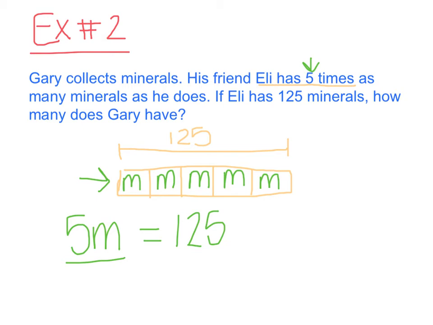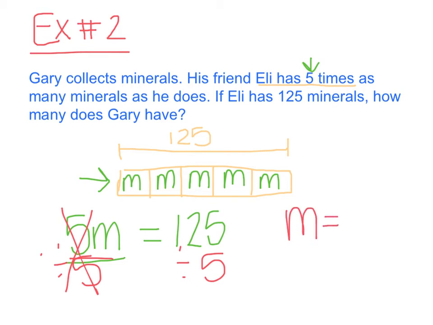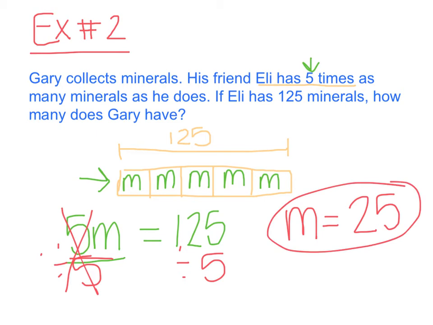Remember, to solve, we have to do the opposite. This means multiplication, so we divide by 5. This crosses itself out. Now we have M equals 125 divided by 5 is 25. So Gary has 25 minerals.